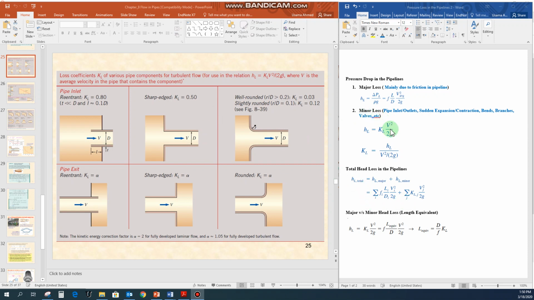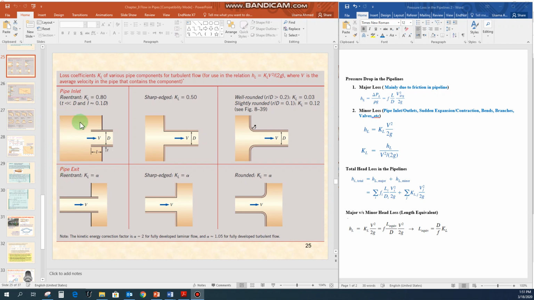So let us see how we can actually calculate the value for the minor head loss using these kinds of equations. Now from this slide we will continue today. The loss coefficient KL of various pipe components for turbulent flow, for use in the relation HL equal to KL V squared by 2g. This is the minor head loss, where V is the average velocity in the pipeline that contains the component. So for this velocity V, we have to consider the average velocity. Now these are the two kinds of situations for the pipe inlet and the pipe exit system.